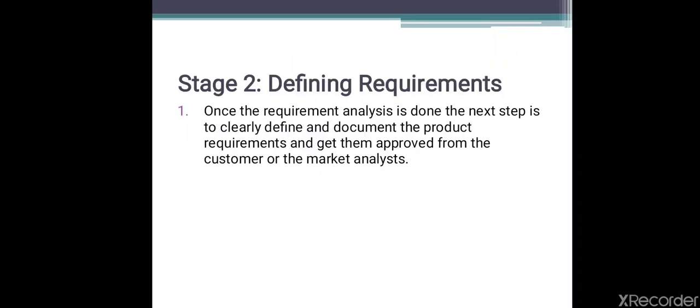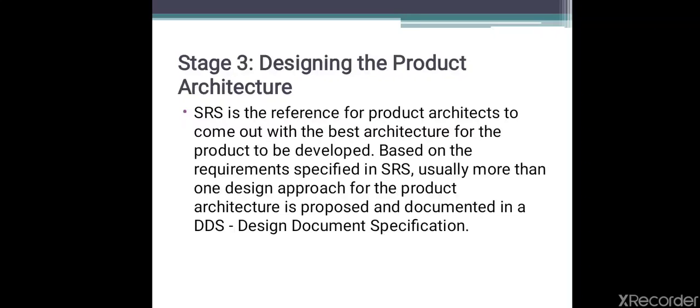So after defining the requirements and documenting them, the third step is designing the product architecture. SRS is basically the reference for product architects to come out with the best architecture for the product to be developed. Based on the requirements specified in SRS, usually more than one design approach for product architecture is proposed and documented in a DDS, which is Design Document Specification.